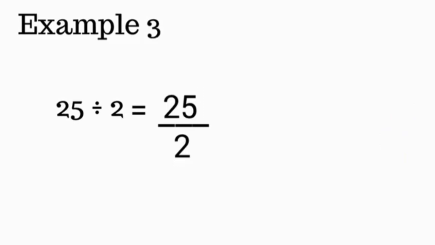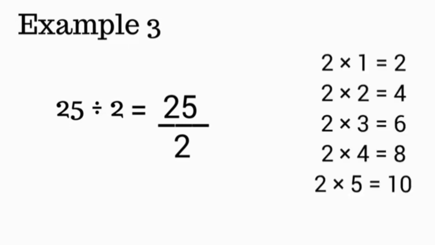Example 3. 25 divided by 2. Okay, so we will use the 2 times table here. 2 times 1 is 2, 2 times 2 is 4, 2 times 3 is 6. Now, because the first digit here is up to 2, and we are dividing by 2, we can go ahead and cancel. So 2 into 2 is 1. Up here, 2 into 2 is 1.